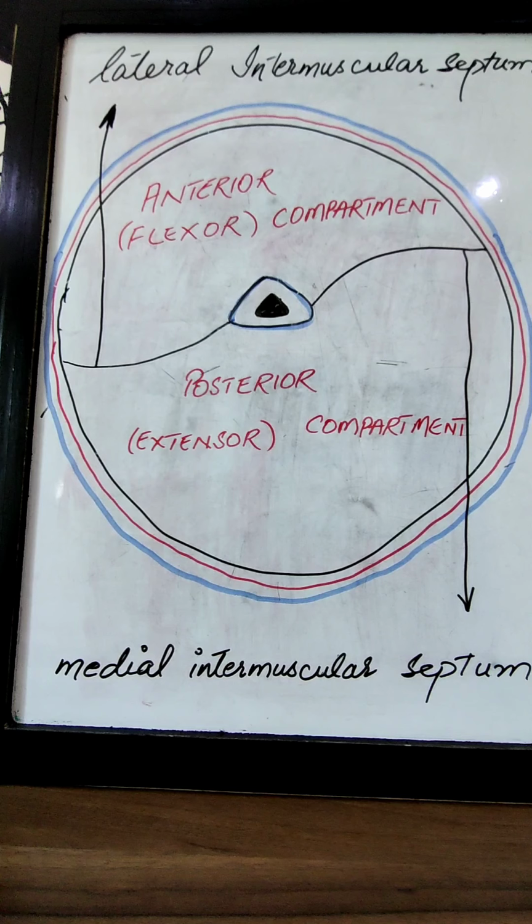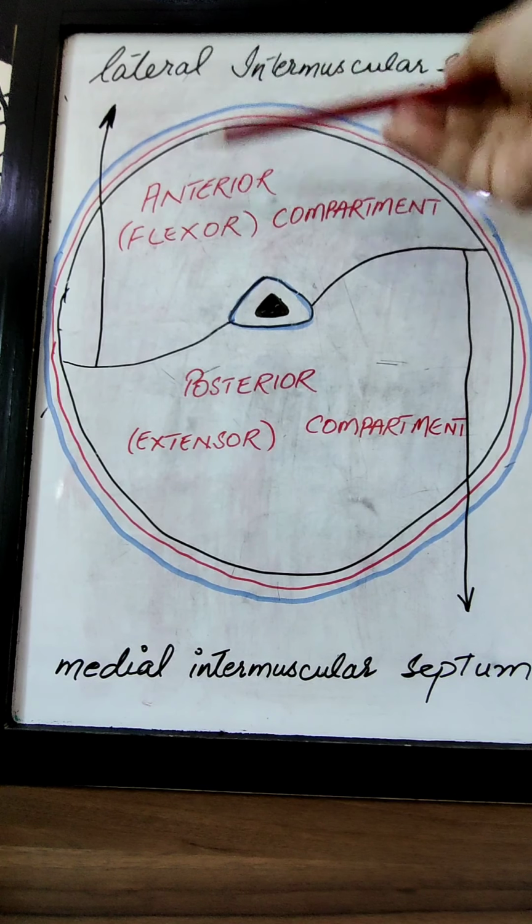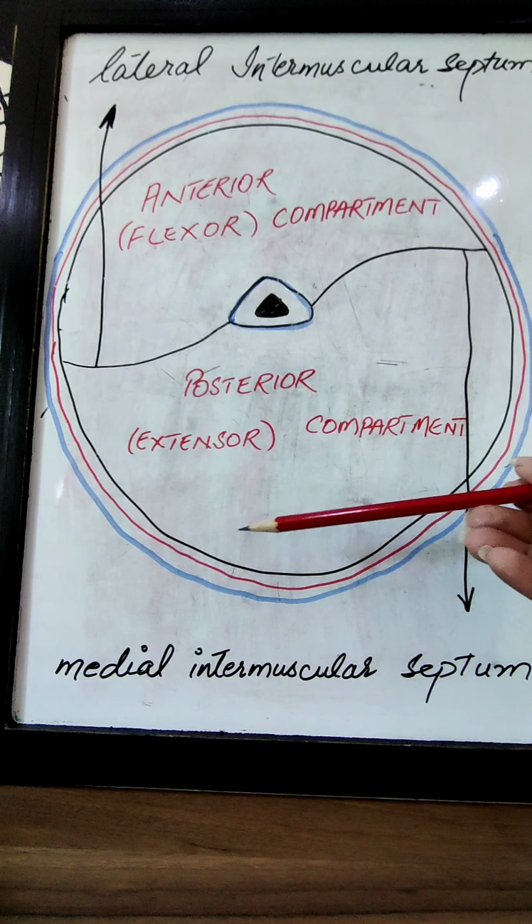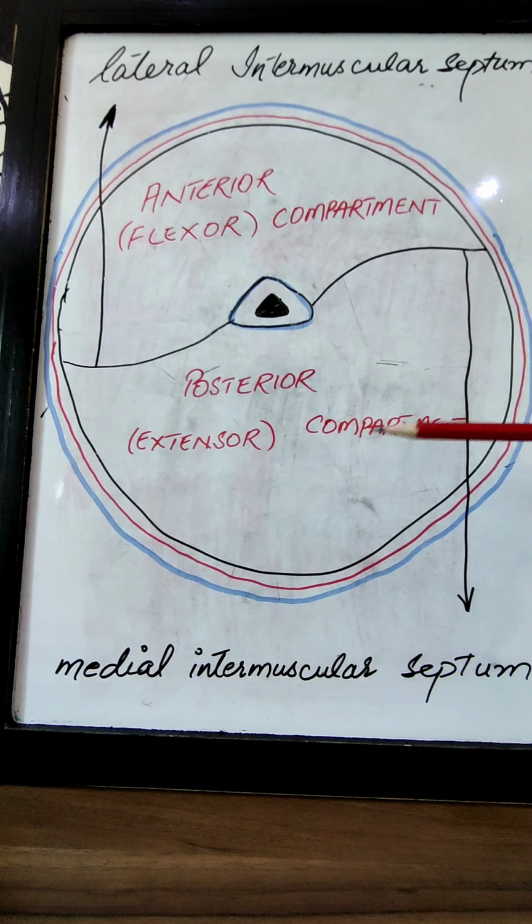Now depending on what level the cross section is taken from, you will see the presence of various muscles, which I'll show you shortly. But the anterior compartment contains the flexor muscles, and the posterior compartment contains the extensor muscles. Now the flexor muscles in case of the arm are the Biceps Brachii, the Brachialis, and the Coracobrachialis muscle, and in the posterior compartment the main extensor is the triceps. And along with that you also have the Anconeus, which is a small muscle.